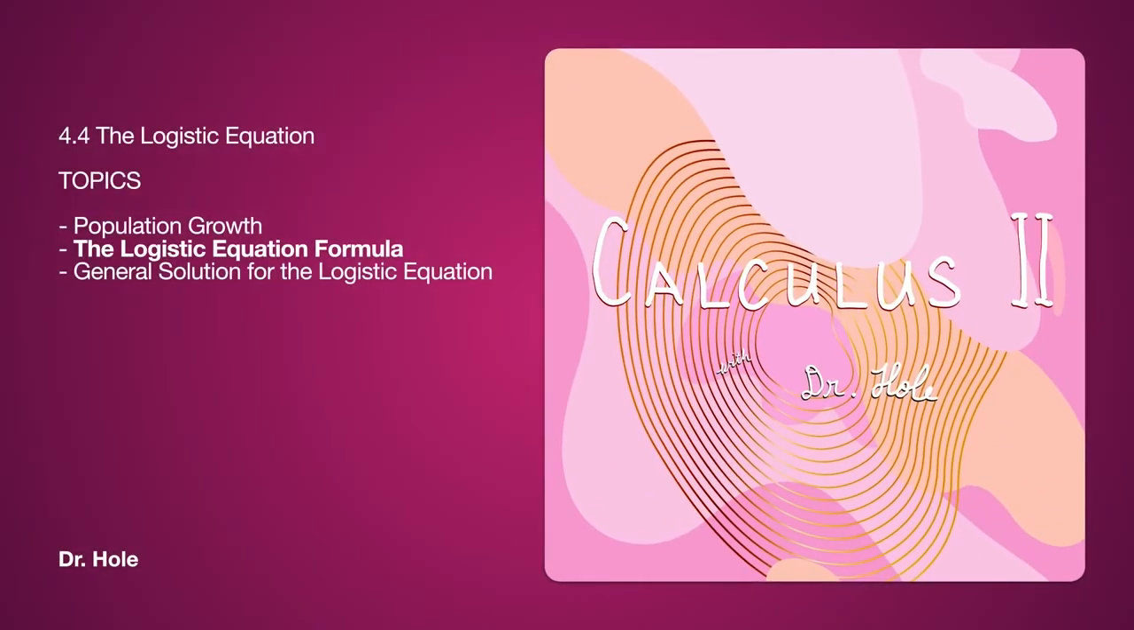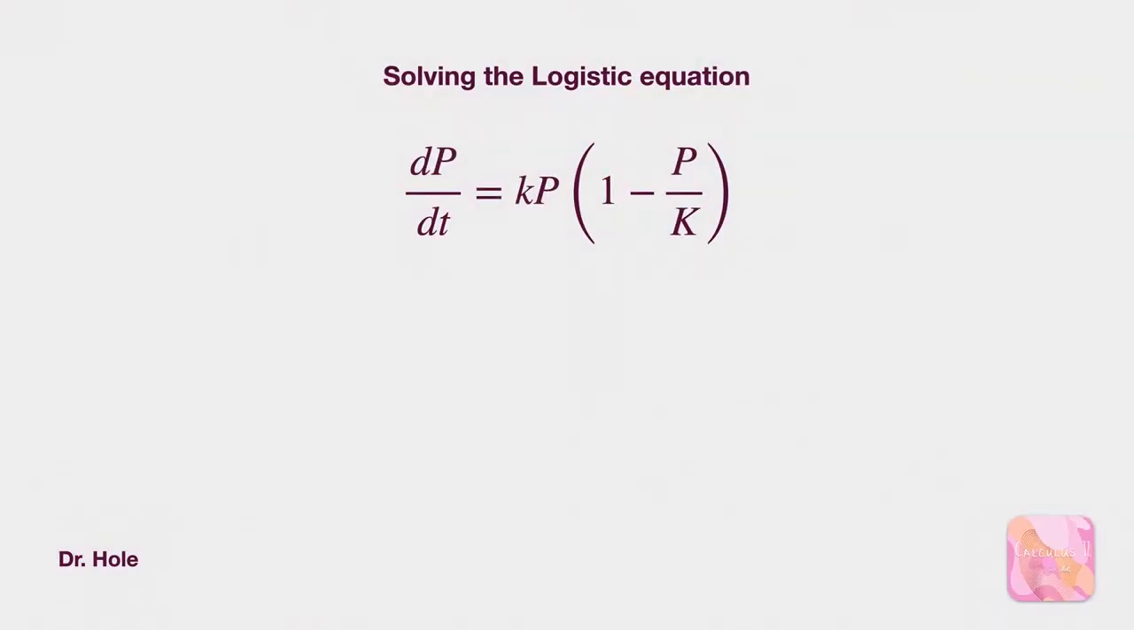That's the logistic equation. We're now going to look at the derivation for the solution. Okay, so we'll start by writing down the logistic equation. The rate of change of population is equal to the growth rate times the population times a difference of 1 and P over K.